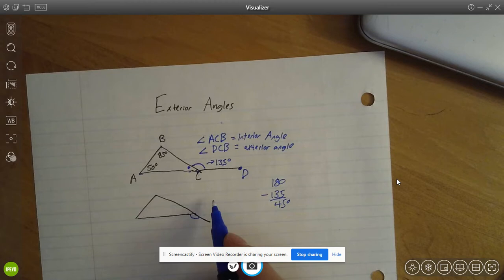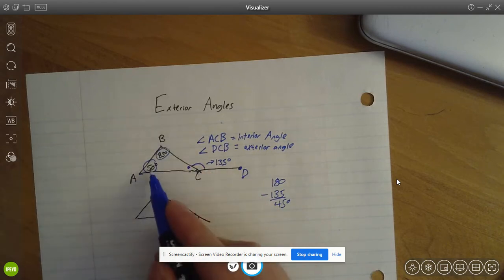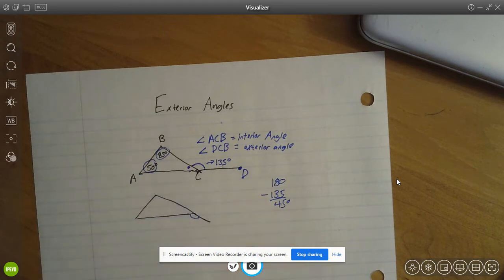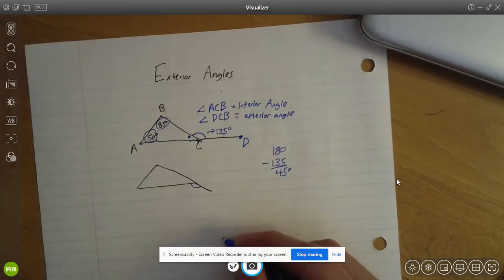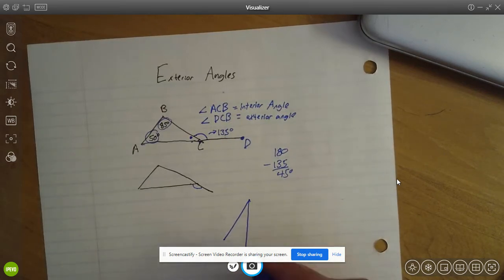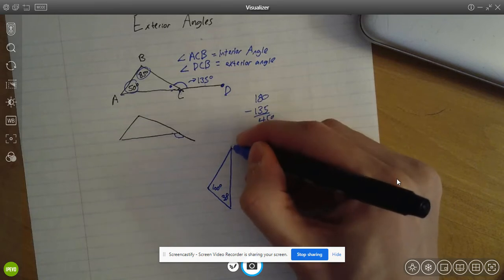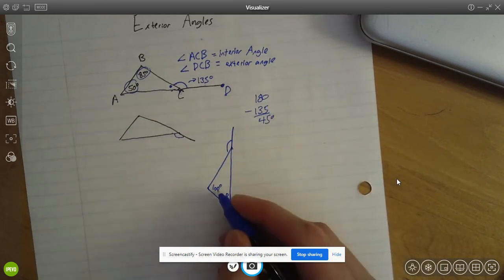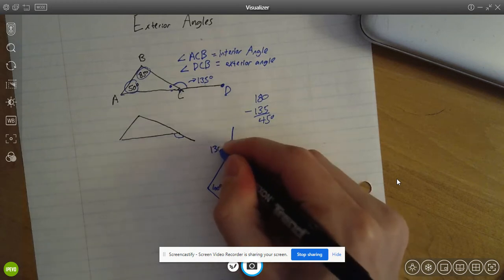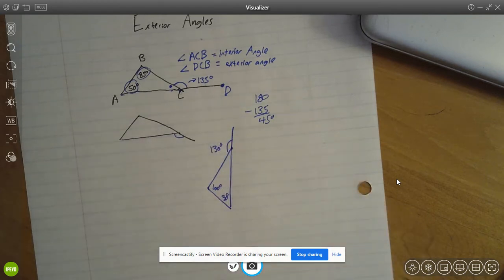And what you can probably notice, a nice shortcut, is that the exterior angle of a triangle is always going to be the sum of the other two. So angles A and B sum to 135, and that's going to be the same as the remaining exterior angle. That's true with any triangle. Let's look at a different example. If I've got 100 degrees and 30 degrees, then I don't even need to calculate the interior angle. If I want to know this exterior angle here, it's just the sum, 100 plus 30, so that would be 130 degrees.